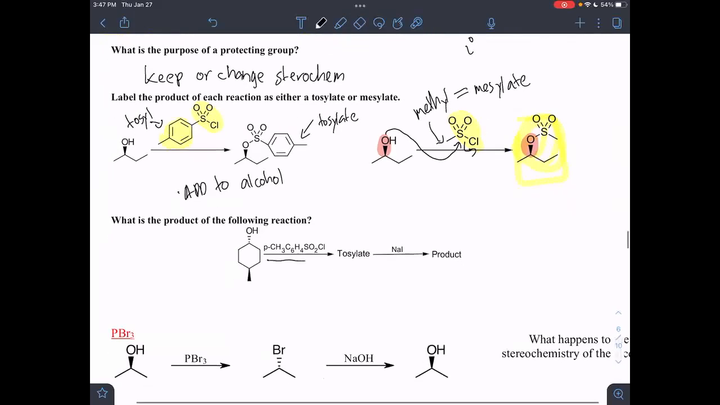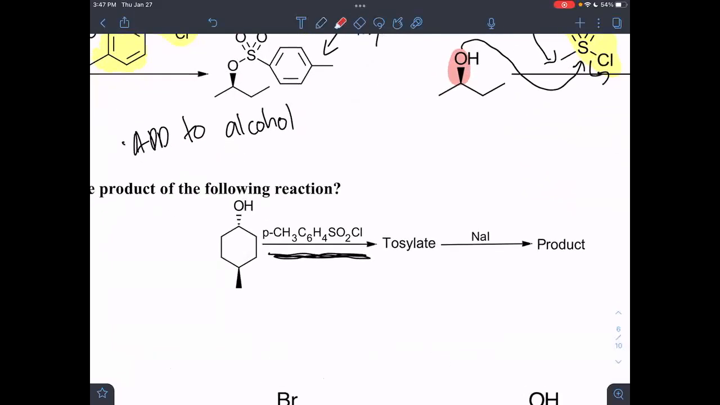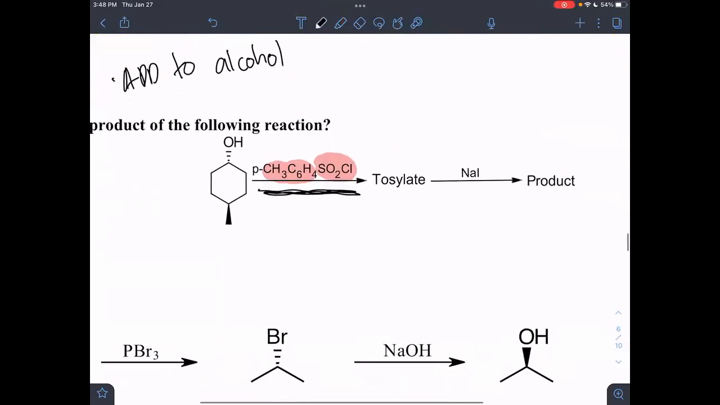But if you see this long, messy disaster, look at it for a couple seconds. You'll see that it has the SO2Cl, which is characteristic of the tosyl and mesyl groups. And we also have this weird, nasty carbon chain. If we have that, it's probably going to be the tosyl because the tosyl has a lot more carbons than the mesyl does. If we had a mesyl, we wouldn't have this. We would just have a CH3 attached to the SO2Cl. So don't get scared when you see this. That's all there is to it.